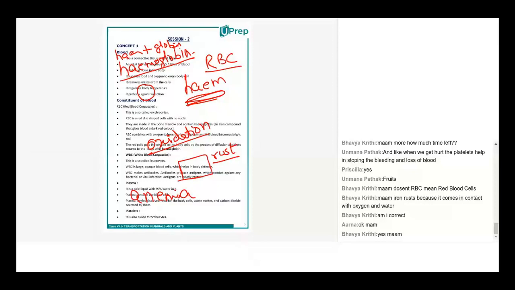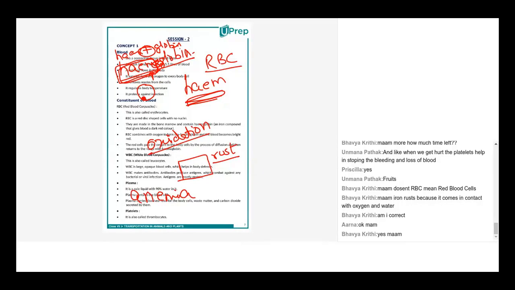As Bhavya wrote, iron rusts because it comes in contact with oxygen and water. So then, ma'am, why doesn't this happen with the blood? Where does it come in contact with oxygen? It does come in contact with oxygen, but this is, very good question, Anna. I really like your question. But this is actually not present in the form of individual heme. It is bound with a protein called globin. So it doesn't allow oxygen to oxidize it because it is bonded with a protein.